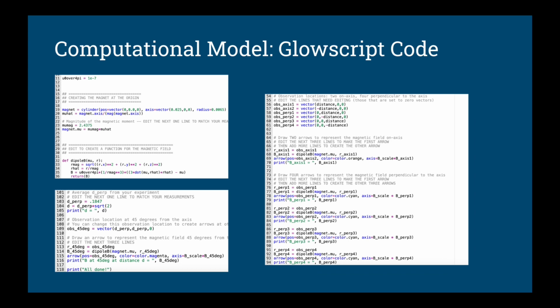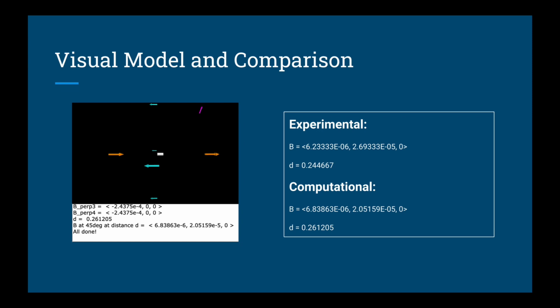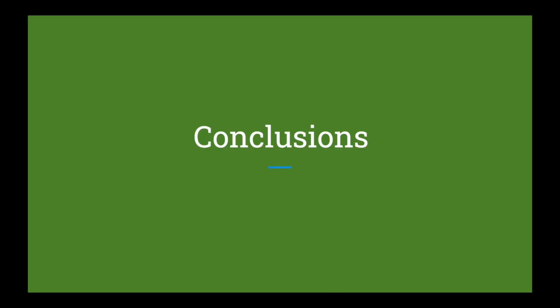We then created, for the computational model, observation locations, 2 of which were on axis and 4 of which were perpendicular to the axis. From this, we were able to generate the following output. Here we see that the value for d was calculated to be 0.261205, and B at 45 degrees at distance d was equal to 6.83863 e to the negative 6, 2.05159 e to the negative 50. We see here that the comparison between the experimental and computational values were similar. However, there are some inconsistencies.